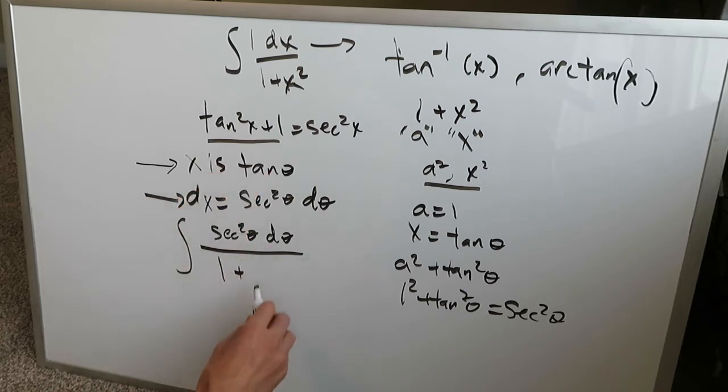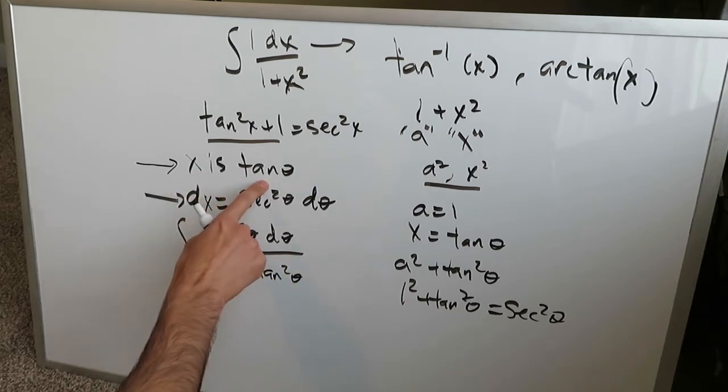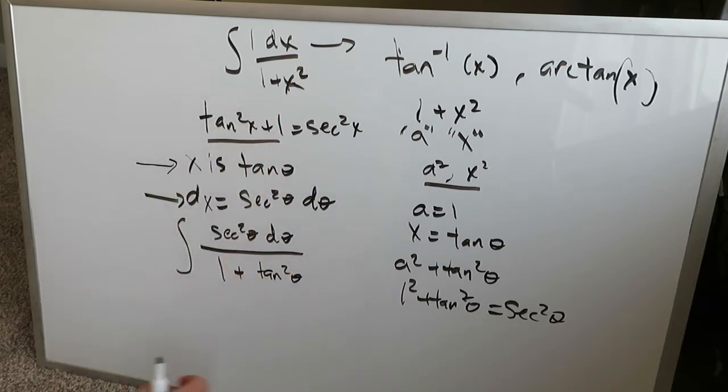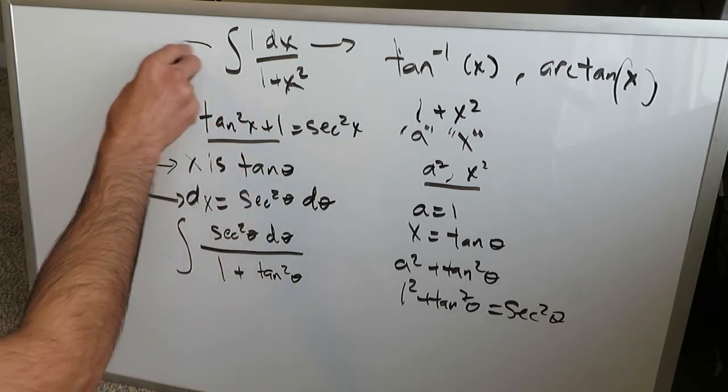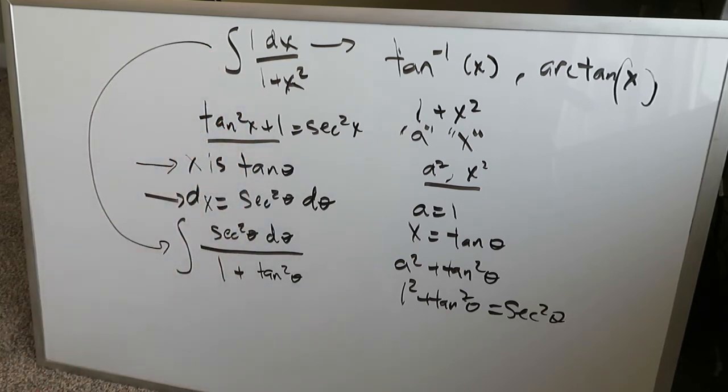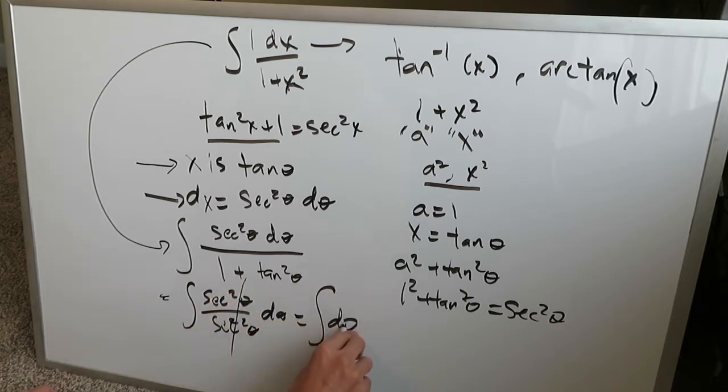Plus x was equal to tan theta. You end up with tan squared theta, because if x is tan theta, x squared is tan squared theta, right? You're converting this into this. And look over here, you rewrite everything in terms of the trigonometric identity I've presented to you over here. You end up with secant squared theta over secant squared theta d theta, which happens to cancel out, and you end up with just d theta over here.